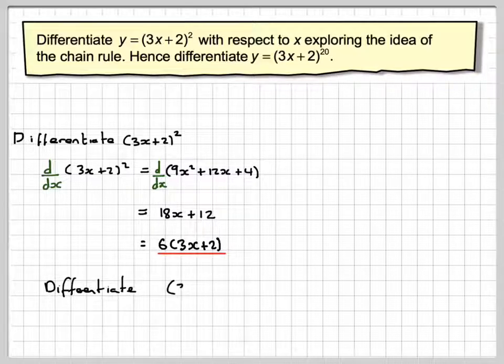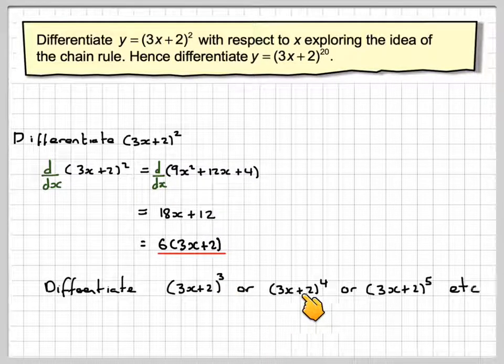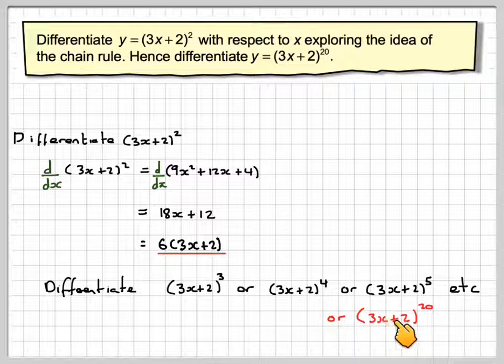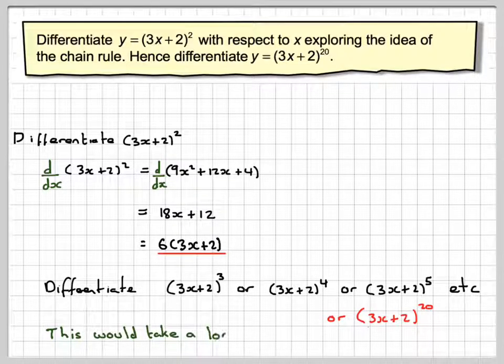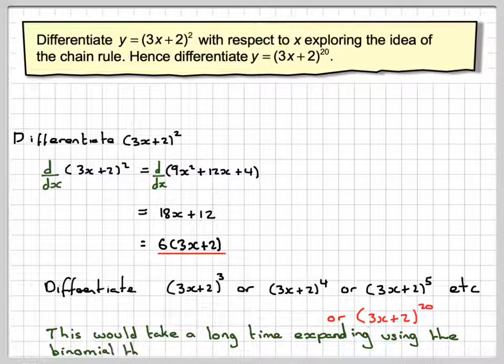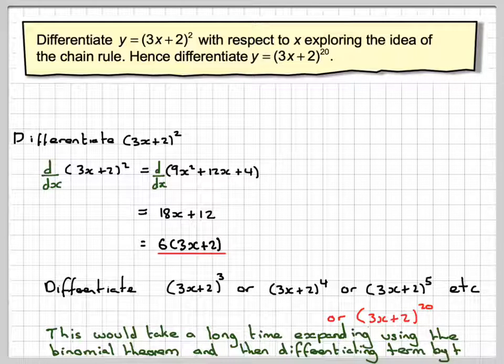Now, what happens if we had to differentiate something like (3x + 2) cubed, or (3x + 2) to the power of 4, or (3x + 2) to the power of 5? Are we really going to want to expand it and then differentiate term by term? Or even, like what we're going to eventually do, (3x + 2) to the power of 20? This would probably take a long time, expanding using the binomial theorem and then differentiating term by term.